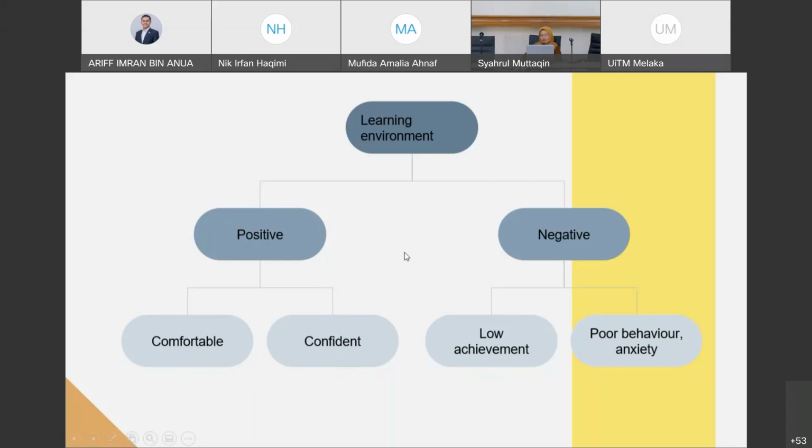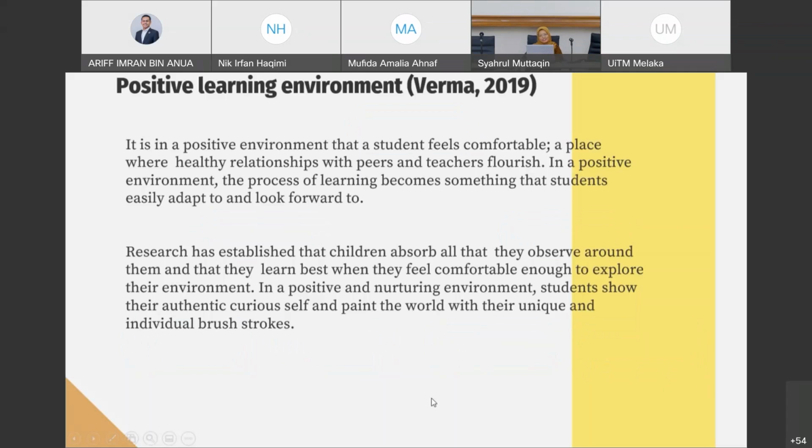And then the learning environment itself can also be negative. When the learning environment is negative, it means that it will affect the learners and the students will perform low achievement. The students will also perform poor behavior, and the students also will experience anxiety. Yeah, ladies and gentlemen, this is when we face the positive learning environments.